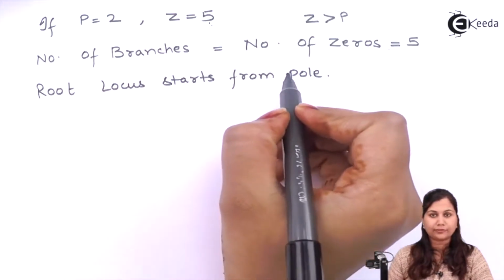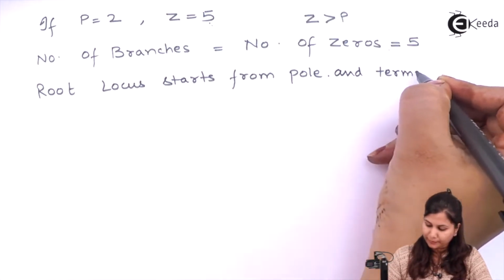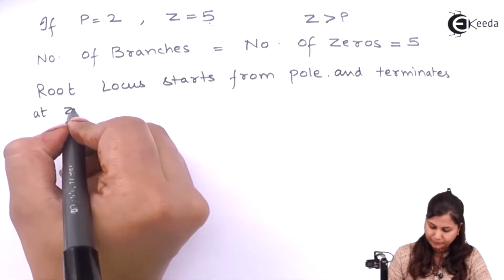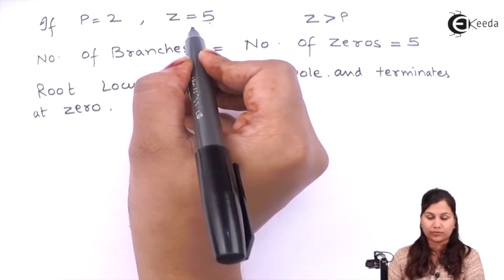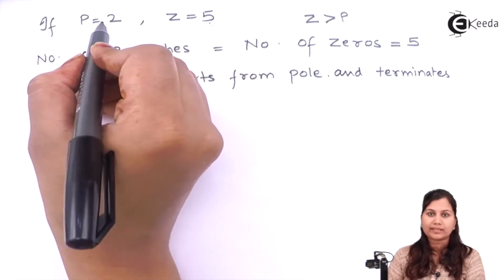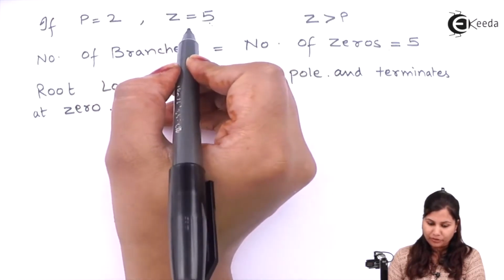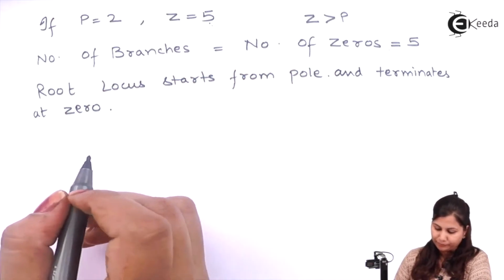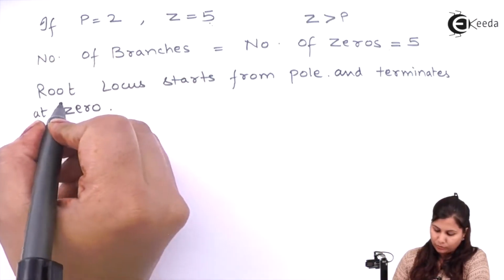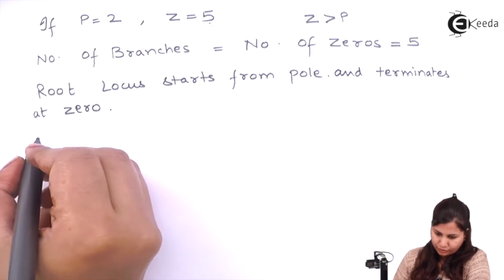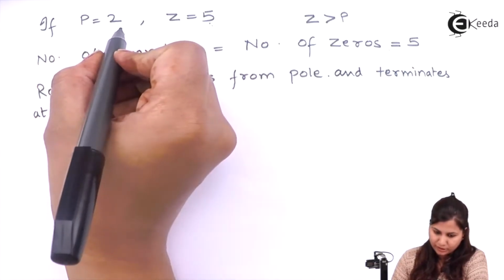So the root locus starts from the poles and terminates at the zeros. Now here we are having 2 poles and 5 zeros. So 2 branches will start from the poles and terminate at the zeros. And the remaining branches will start from infinity. Now what will be the case? We have total branches of 5 and the number of poles is 2.